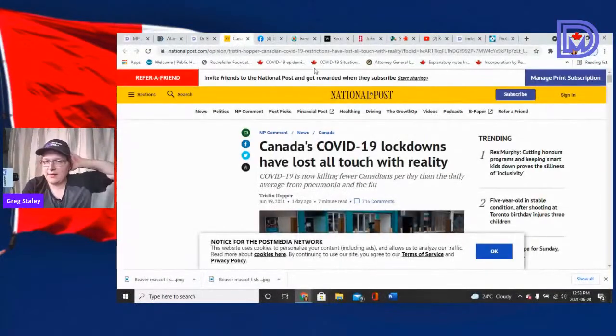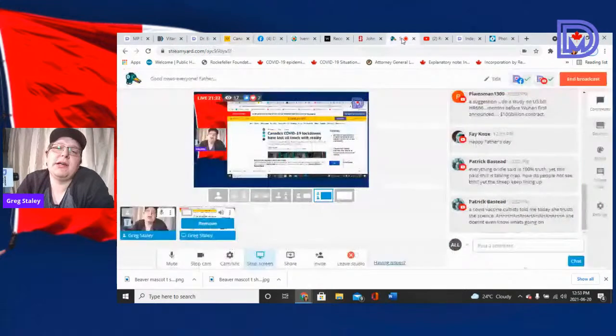The Indian variant, less lethal than the original. As expected, viruses typically get less lethal. And I'm going to add this here. This is a recent article, and I think everybody will like this. This is the National Post, June 19th, 2021. "Canada's COVID-19 lockdowns have lost all touch with reality." Could we be turning the corner, everyone? Could we? Are we finally turning the corner when the mainstream media is finally, potentially, maybe starting to see that there isn't a game plan here?